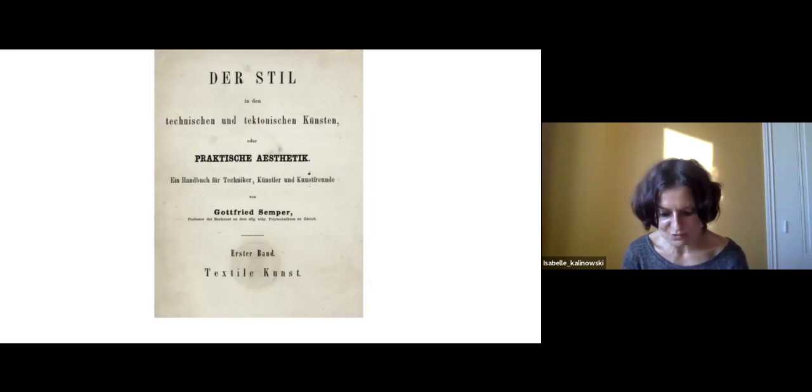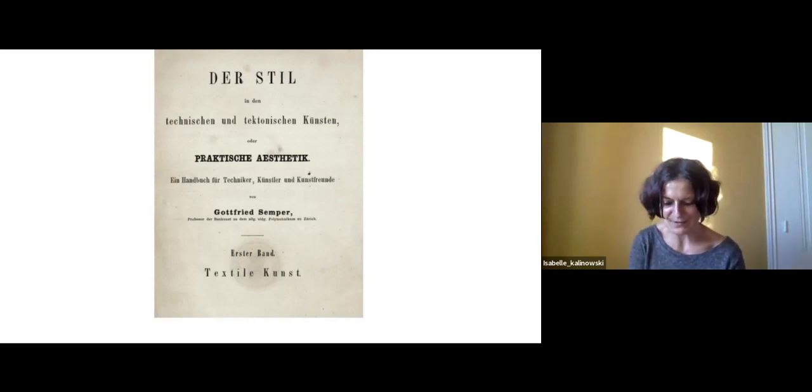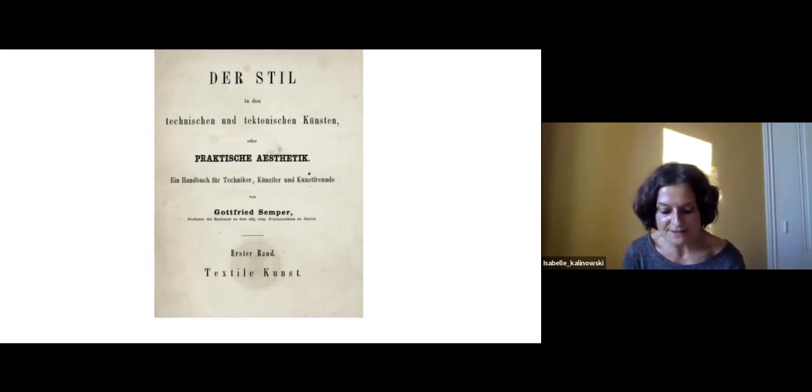I will try to describe the specific properties of this Semperian conception of the relationship between textile and architecture, between one form and another form, between one decor and another decor. Semper postulates that there is a logic in the dynamics of the formal and material memory. This logic is precisely what he calls style.